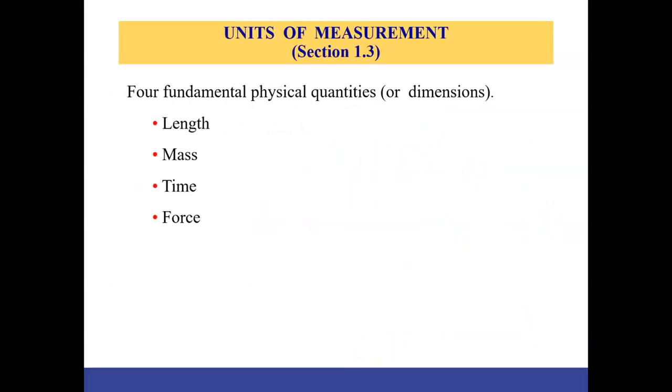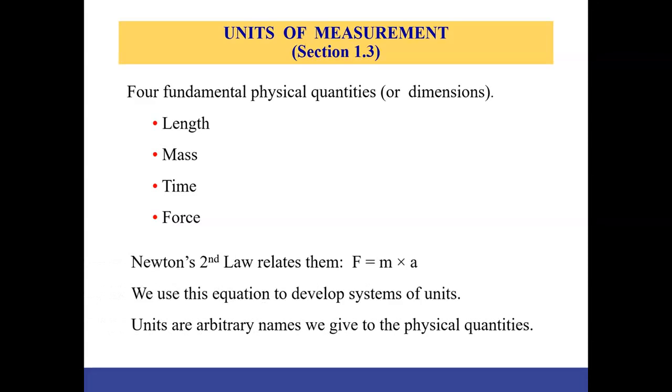Four fundamental physical quantities are used in engineering unit definition, and those fundamental quantities are length, mass, time, and force. And there are two different types of unit system. One is the SI system, or system of international standard, and the second one is called the FPS system, or US customary system.